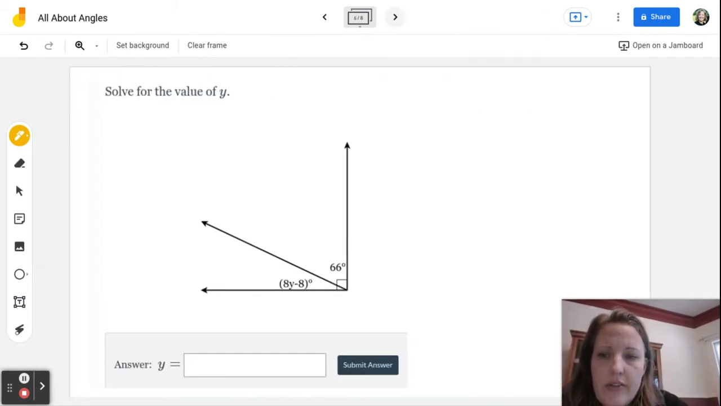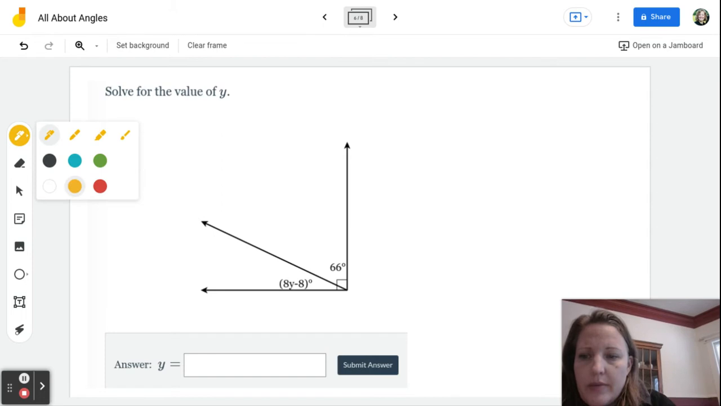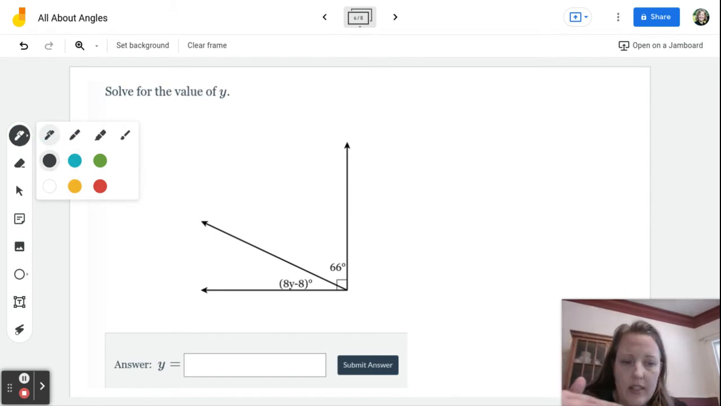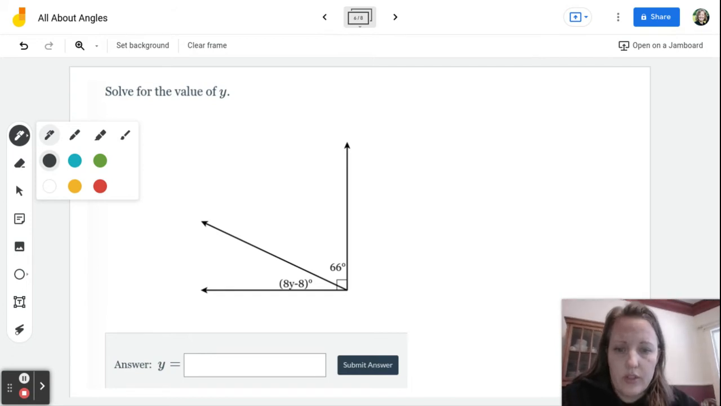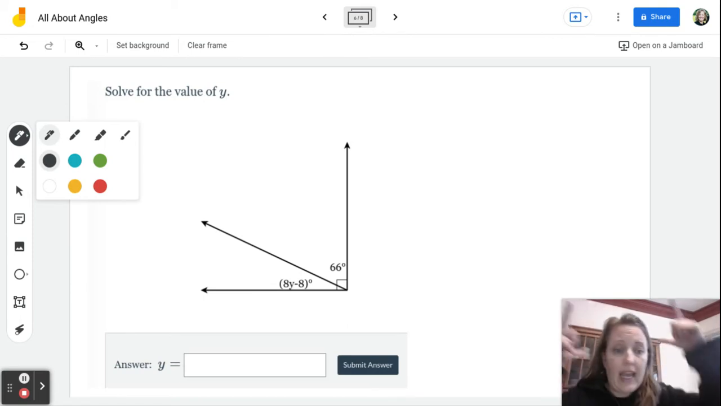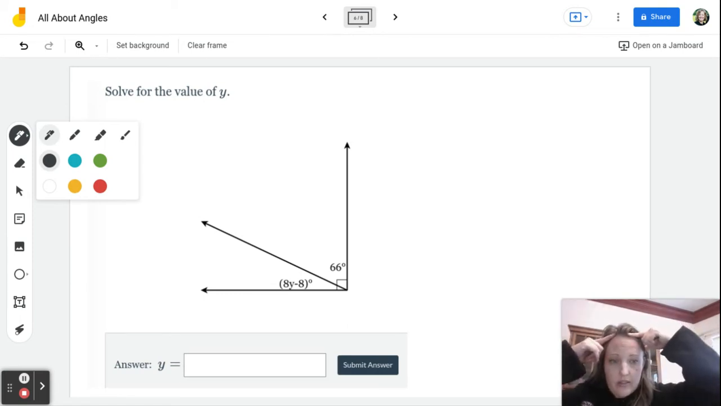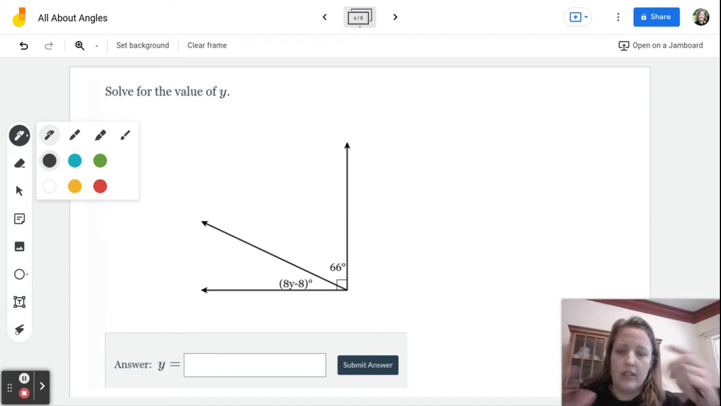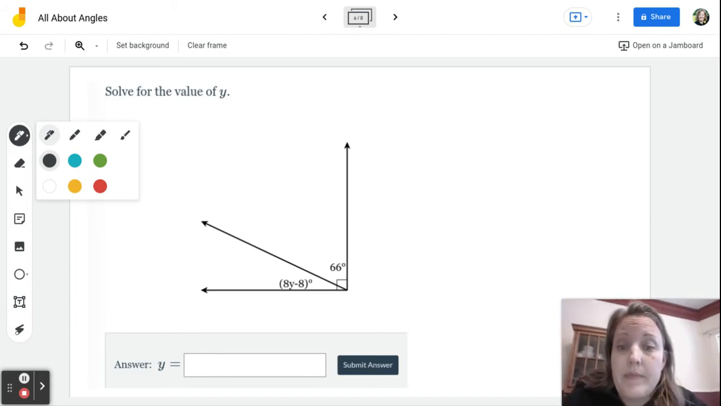Okay, solve for the value of y. This is the level 3. So this is the third assignment in Delta Math. This is where a lot of you are struggling. But once I show you, it's not terrible. So you have to have your geometry hat on and your algebra hat on. Okay, so you're doing two things at once here, which is really, really good for your brain.